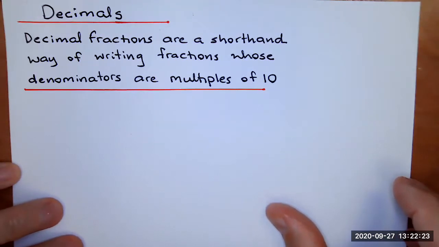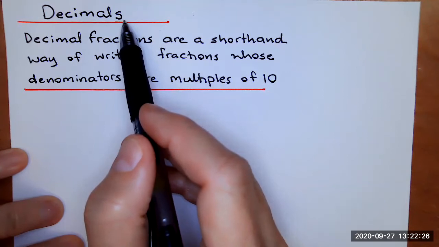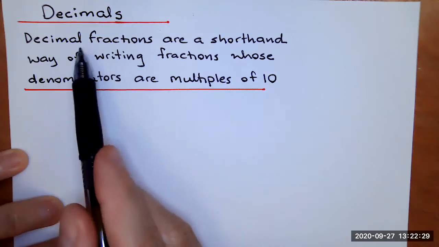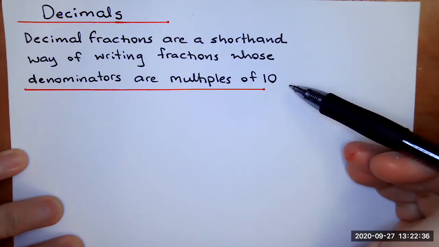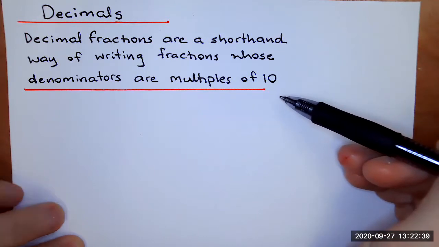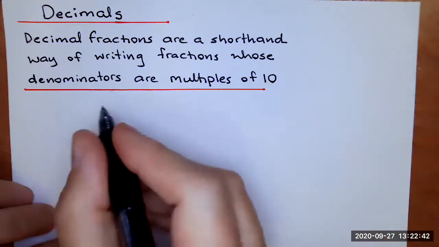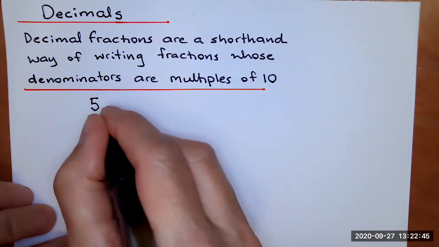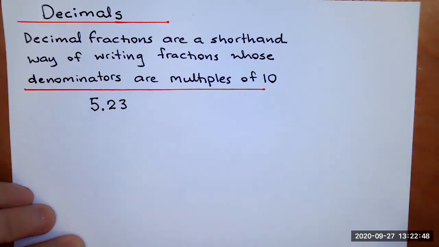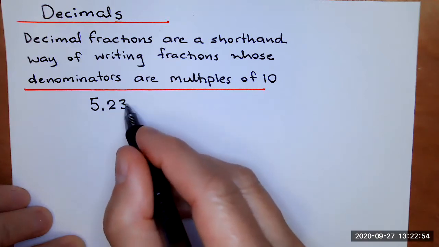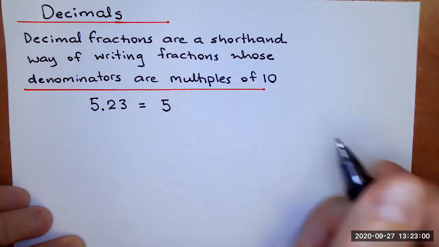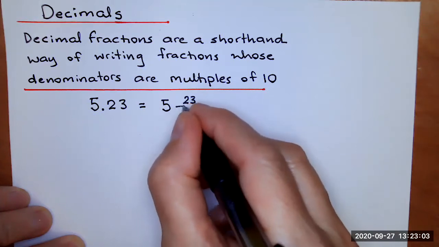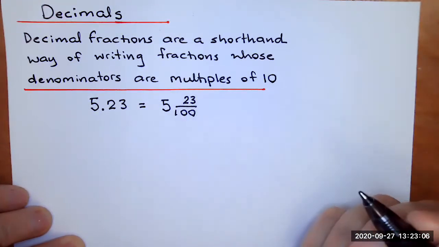All right, decimals. When you say decimals, what you're really saying is decimal fractions. Decimal fractions are a shorthand way of writing fractions whose denominators are multiples of 10. You use decimals all the time, whether you're thinking about it or not, whenever you talk about money. If you have $5.23, remember that there's 100 pennies in a dollar. So you're really saying 5 whole dollars and 23 1/100ths of a dollar.